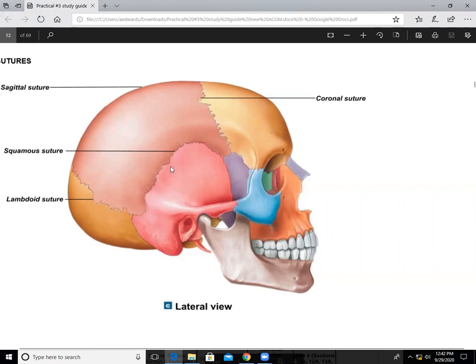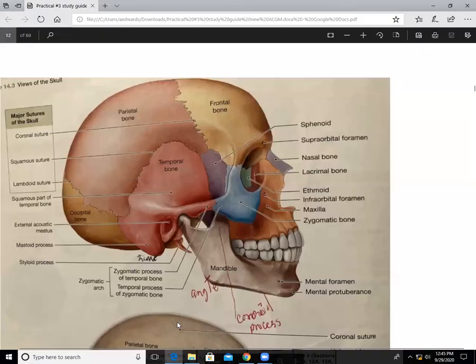Separating the parietal and the temporal bone is the squamous suture. Separating the parietal and the occipital bone is the lambdoid suture. Okay, so make sure you also look for those. Again, you can see the bones that we just covered, along with the sutures.